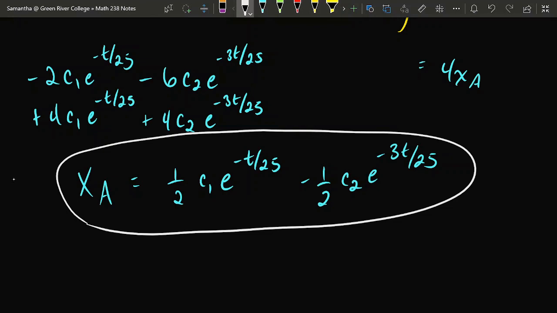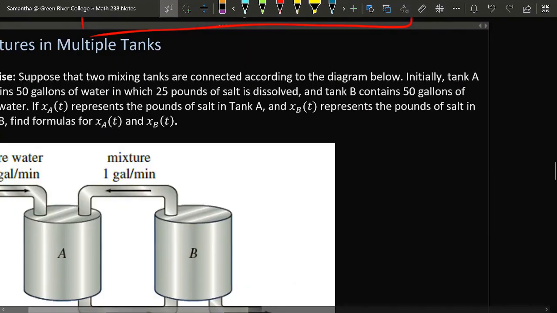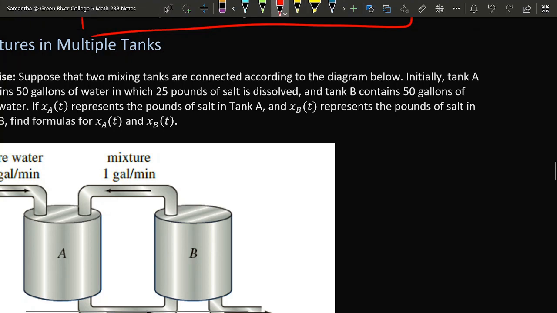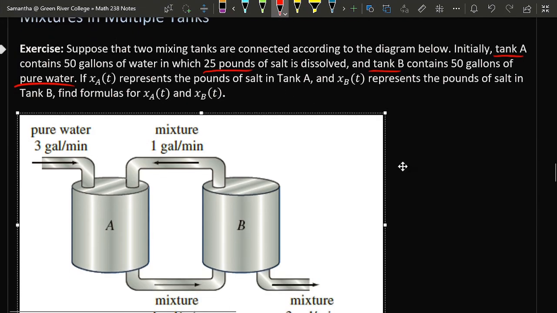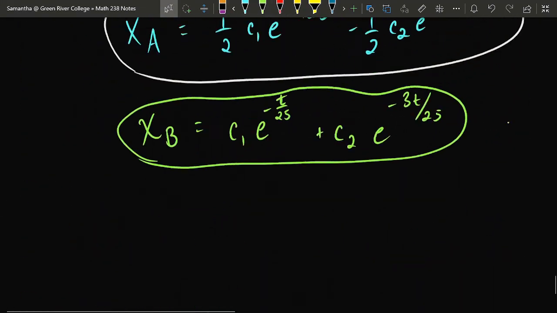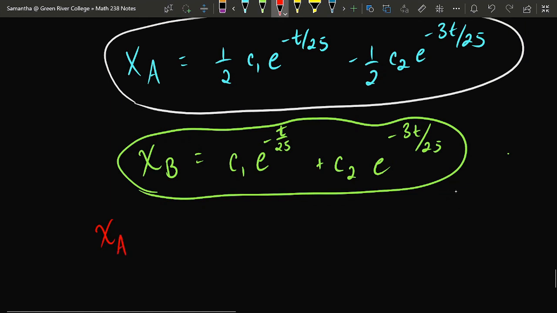Now to finish this problem, we can actually determine the values of c1 and c2 using the information that's given to us about the amount of salt in the tank called A and the tank called B initially. In the problem, we were told that initially tank A contains 25 pounds of salt, and initially tank B contains pure water. So translating those into mathematical initial conditions, we would say that xa of 0 is equal to 25 and xb of 0 is equal to 0.